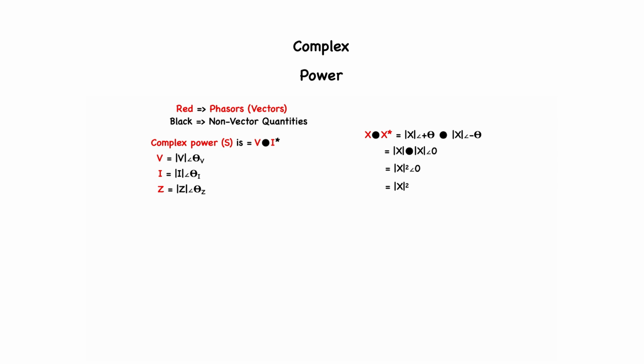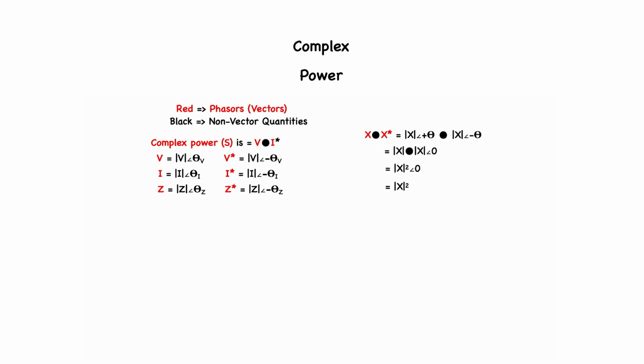Now, if that describes the phasors for the voltage, current, and impedance, then the conjugate of those would be the same magnitudes and the same angles, only the angles would be minus now. So I've described both the phasor notation for voltage, current, and impedance, as well as their conjugates. And I'm going to go through a series of exercises here involving the complex power as well as Ohm's law.